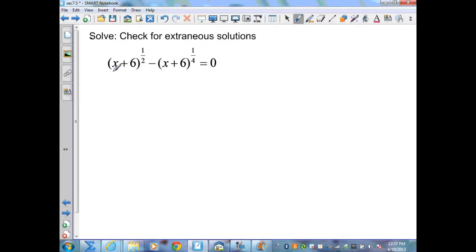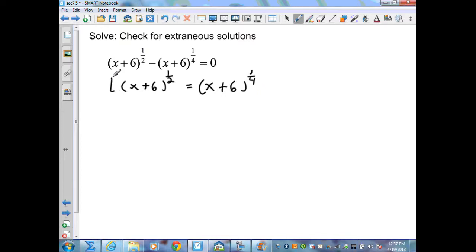Again, this problem is very similar to the last two. So I want to take this quantity and move it to the right by adding it to both sides. That's going to give me (x plus 6) to the 1/2 equal to (x plus 6) to the 1/4.